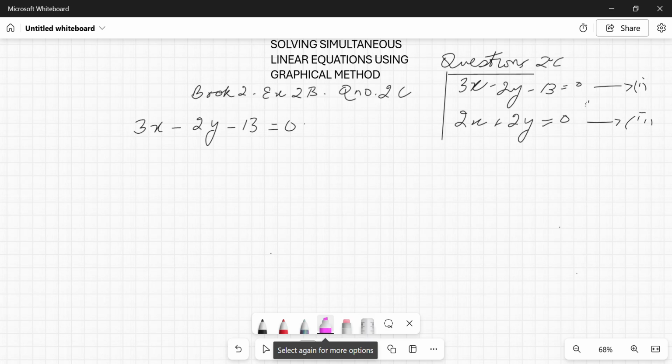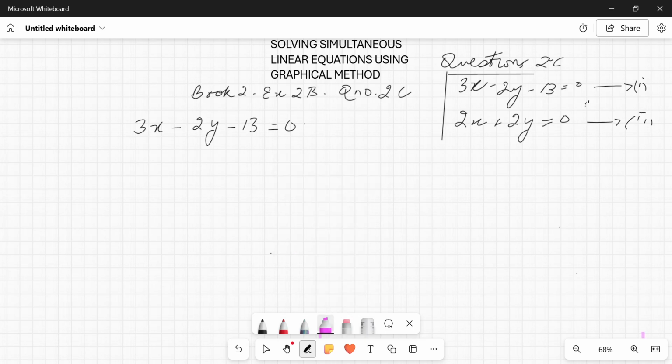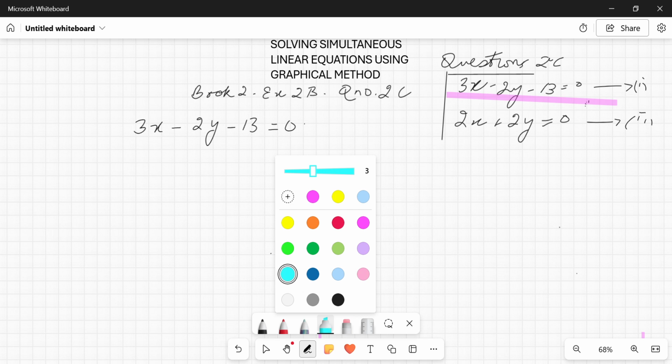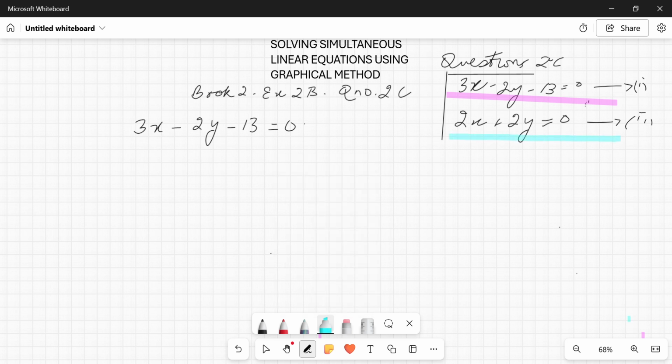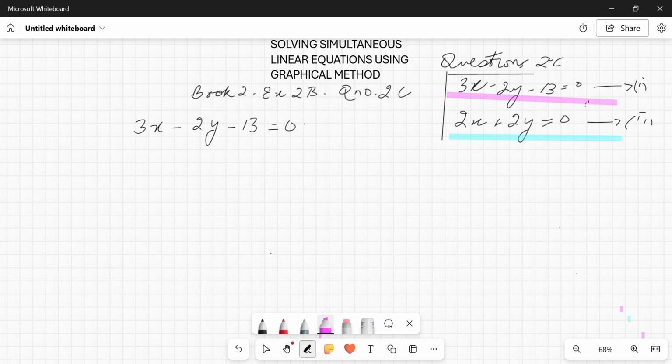So we have two equations here in question 2c. The first one is this one, and the second one is this. So first of all, we are solving the first equation. This is my first equation here.